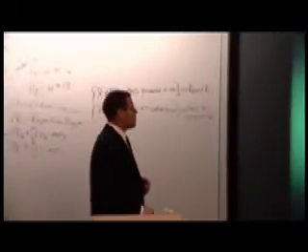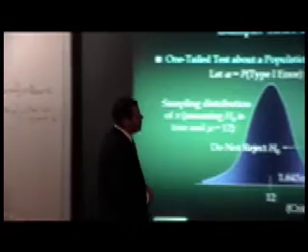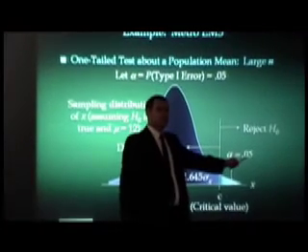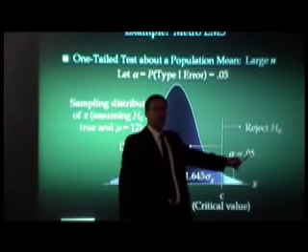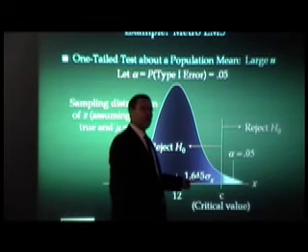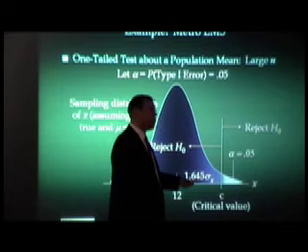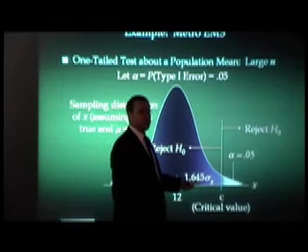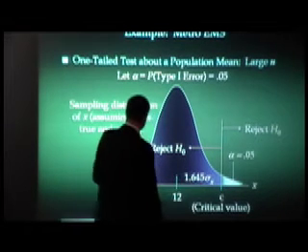So in our particular application, the alpha of 5% led us to look in either the bottom row of the t-table or the z-table to find that our critical value is going to be 1.645 standard deviations above the mean. And notice we can do that before we collect any data.